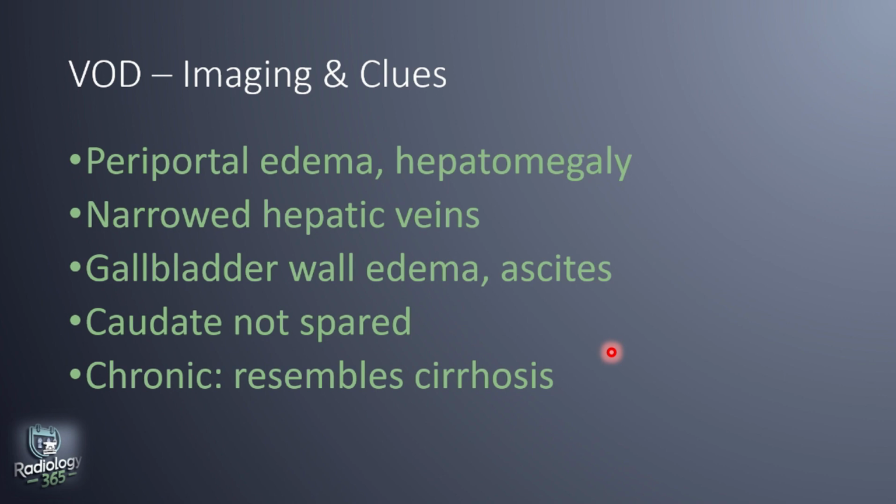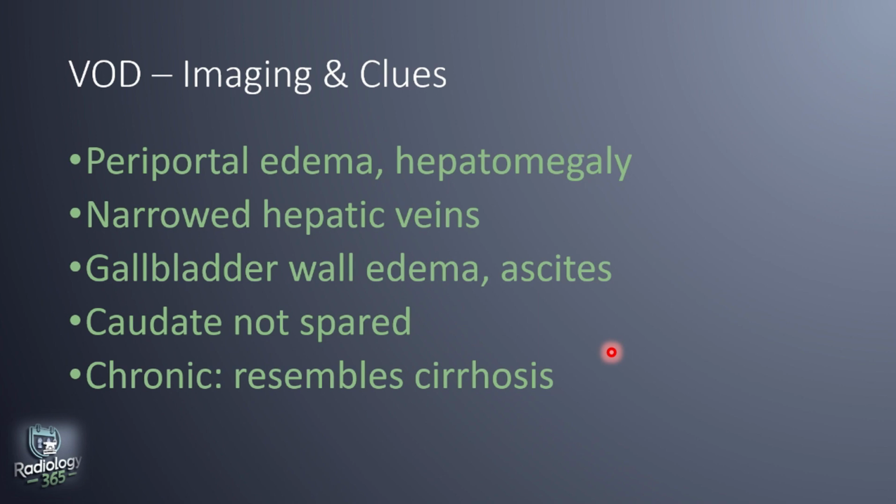And you would also have an enlarged liver. Also, you would have patchy contrast uptake. You would have ascites, similar to Budd-Chiari. And the gallbladder wall would also be thickened, all related to the subsequent congestion and edema that occurs downstream. Unlike Budd-Chiari, the caudate lobe isn't spared.